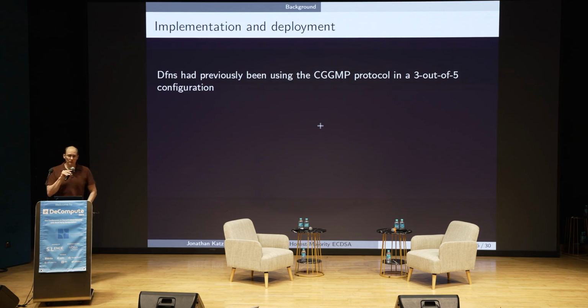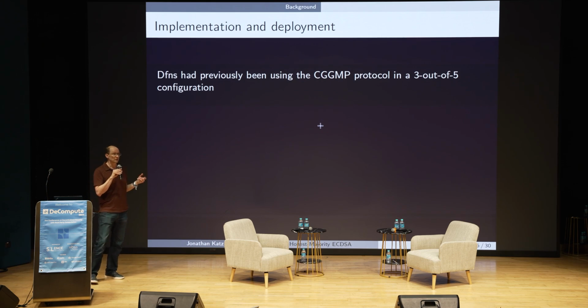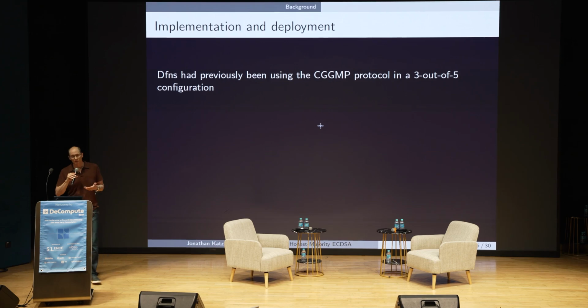So this protocol that I described, well, let me just start with this actually. This work was done as part of my work at Defense. And Defense had previously been using the CGG-MP protocol in a 3 out of 5 configuration. And actually the fact that they were using the protocol in a 3 out of 5 configuration meant that they were already in an honest majority setting. And therefore, we observed that there was no point, if they're going to stick to that threshold, in using the CGG-MP protocol, which is tailored for the dishonest majority setting.